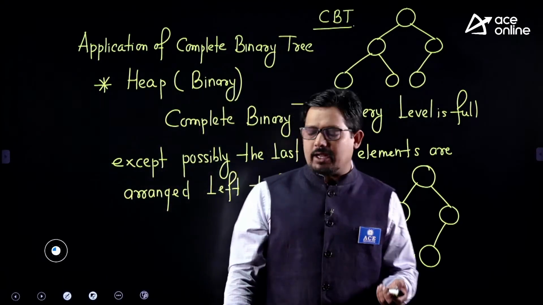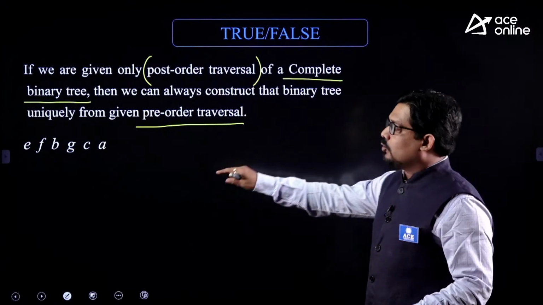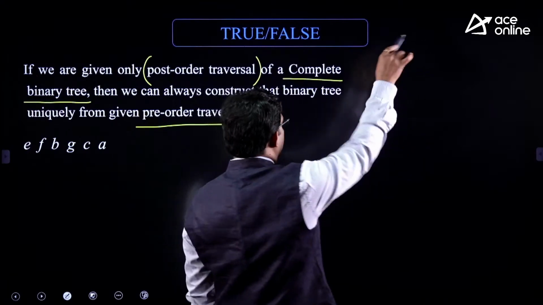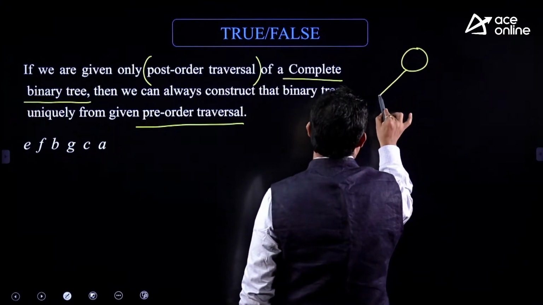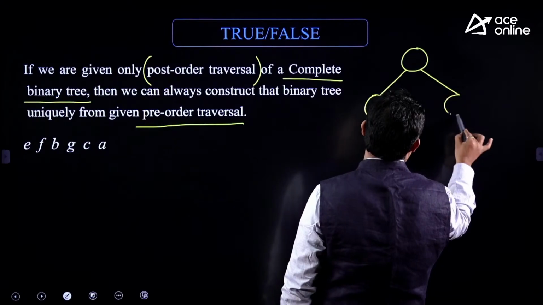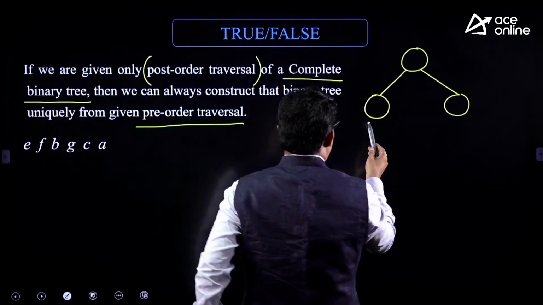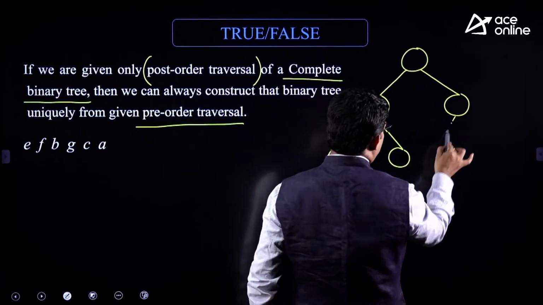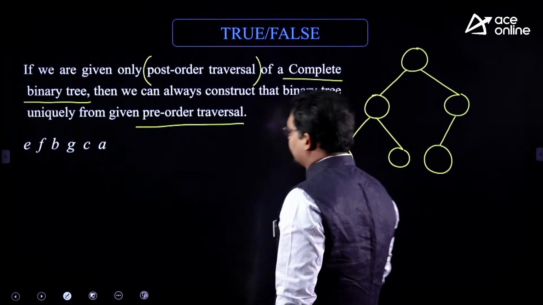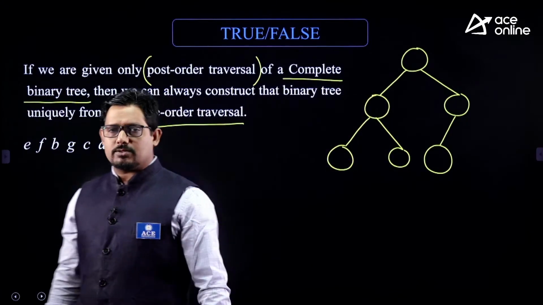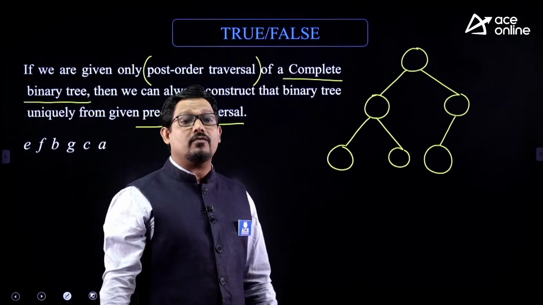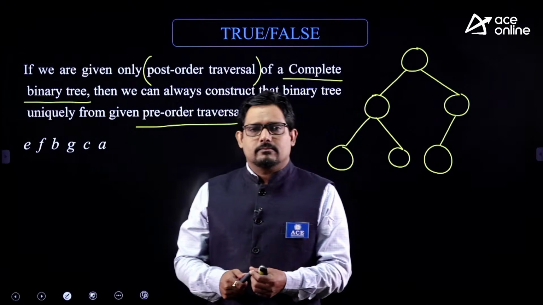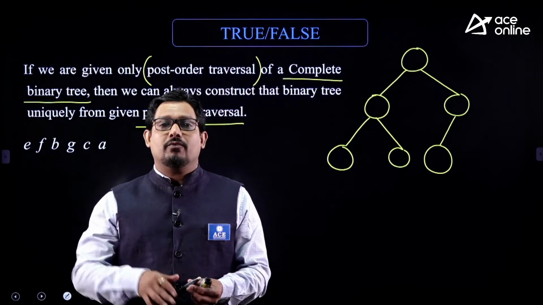So I know the structure again in this case: if the total number of nodes is 6, I also know the structure here. 6 nodes are there. So this is your 4, this is your 5 and this is your 6. So CBT is a structure, like full binary tree was giving us the structure. CBT structure is also a fixed structure.